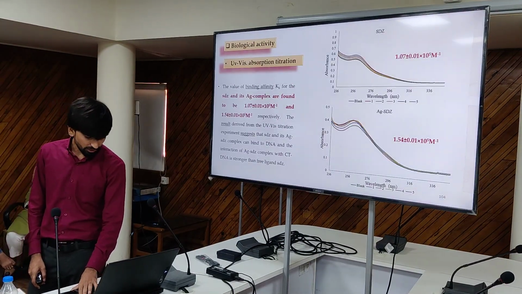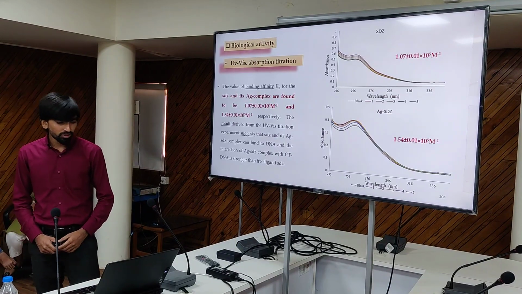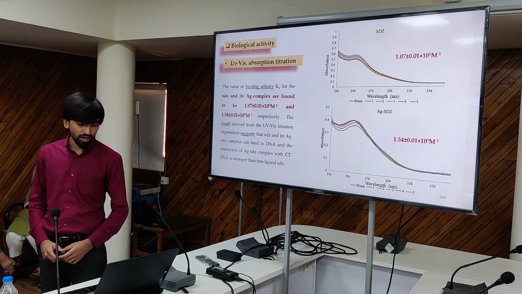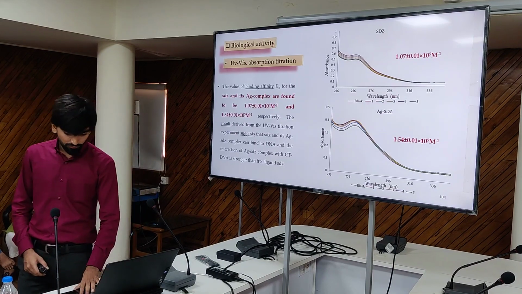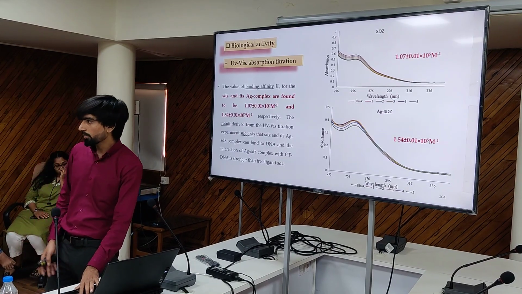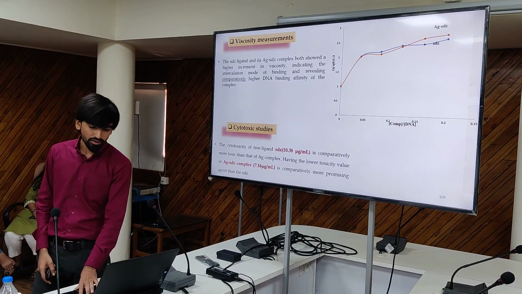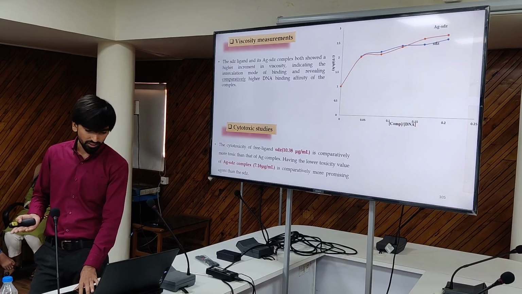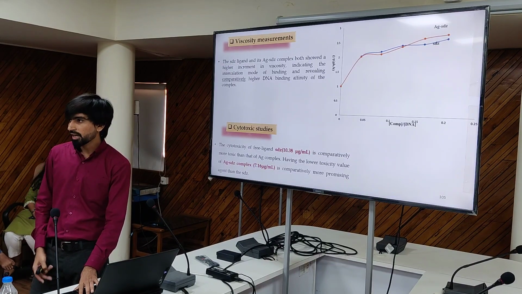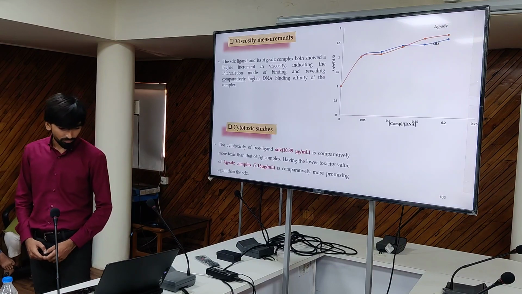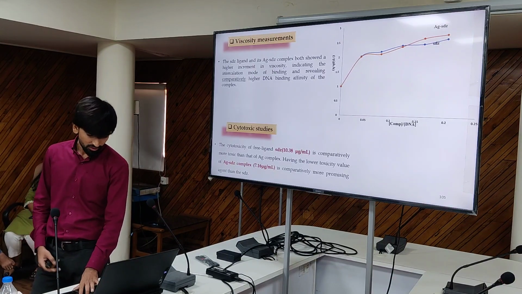From the UV-visible spectroscopy, the Kb value in the case of the sulfadiazine molecule is around 1.07, and in the case of the silver sulfadiazine molecule it is 1.54. So it means that the binding affinity of the silver complex of sulfadiazine is more compared to the sulfadiazine molecule. From the visible spectroscopy, the curve graph suggests that the interaction between the DNA and the metal complexes is in intercalation mode. And for cytotoxicity, the metal complexes are less toxic in nature compared to the sulfadiazine molecule.